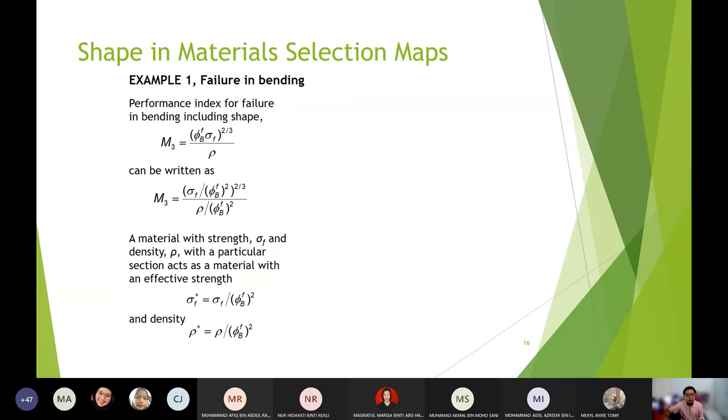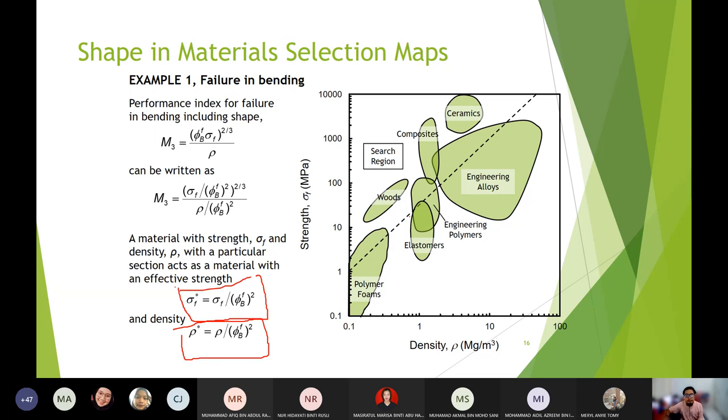Ini for failure sama saja, it will be the same. Okay, masukkan sini, get this kind of chart. So if we know a material is efficient in that kind of shape, this is what it means, and this is for strength and density. So for shape factor 1, this is without the shape, and the higher shape factor 10 would be more to the left. Okay, boleh kita check in the CES pack. Okay, so this is the last slide.